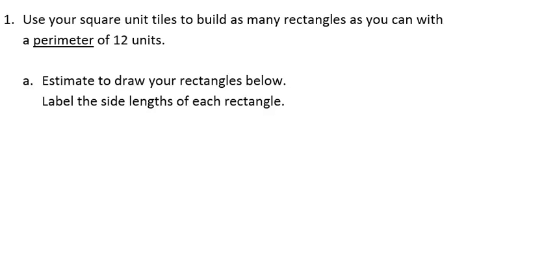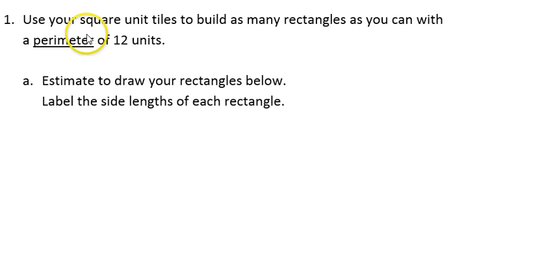This tutorial is for 3rd grade, Module 7, Lesson 20. In this lesson, we're going to use number patterns to find rectangles of a specific perimeter. The first direction says to use square unit tiles to build as many rectangles as you can with a perimeter of 12 units. We're going to draw the rectangles and label the side lengths of each rectangle.